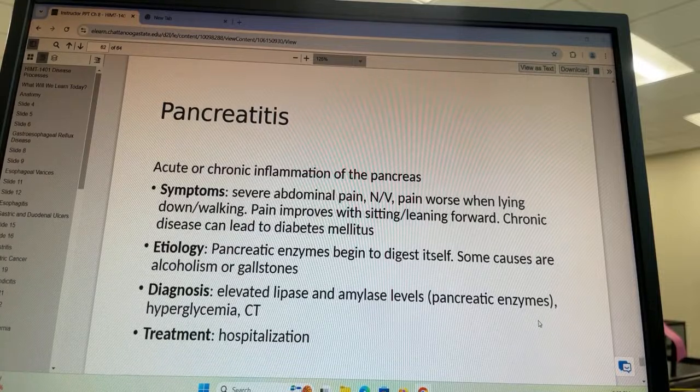Interestingly, the pain is worse when lying down and when walking. People say the pain is better if they sit and lean forward. No idea why.